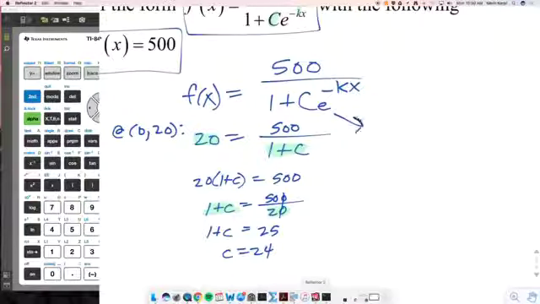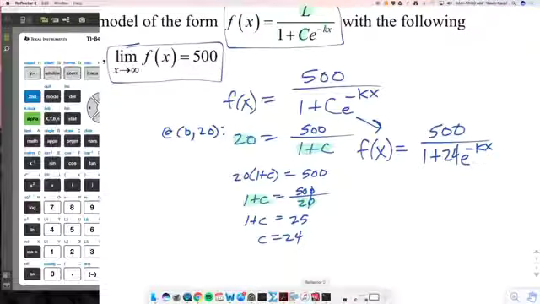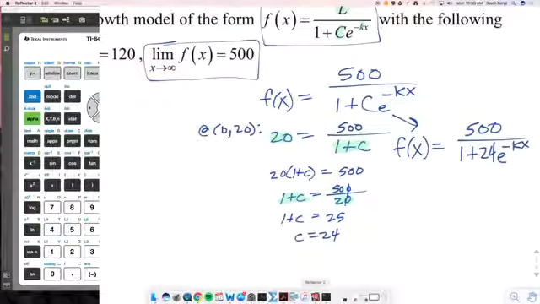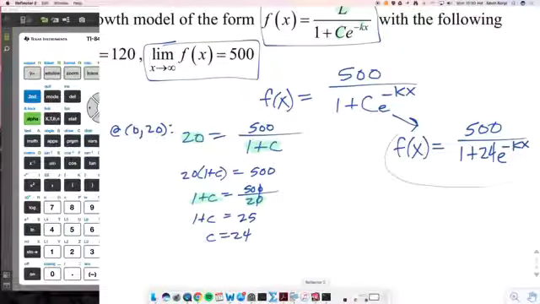So now we can go to this model. We can kind of build it as we go. Now it's going to be 500 over 1 plus 24 e to the negative kx. And now we just need to find the k. So now I need the other ordered pair. The other ordered pair is 3, 120. Move this guy over, move this guy over.